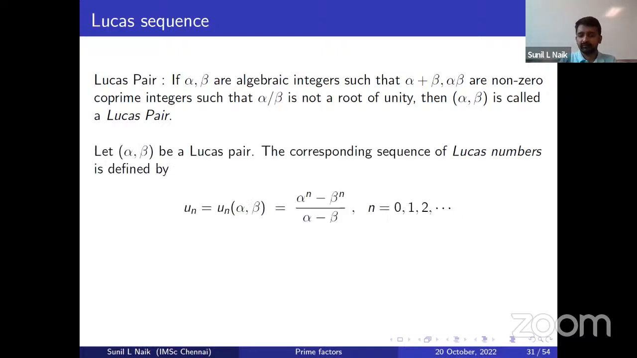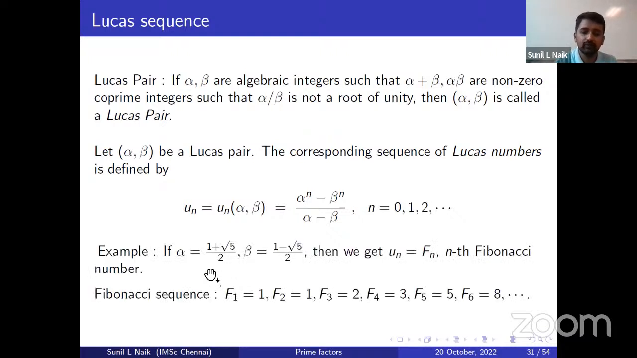Given a Lucas pair alpha, beta, the corresponding Lucas sequence U_n is defined as follows. U_n is equal to (alpha^n minus beta^n) divided by (alpha minus beta) for n greater than or equal to 0. For example, if you take alpha equal to (1 plus root 5) by 2, beta equal to (1 minus root 5) by 2, we get the Fibonacci sequence F_n.